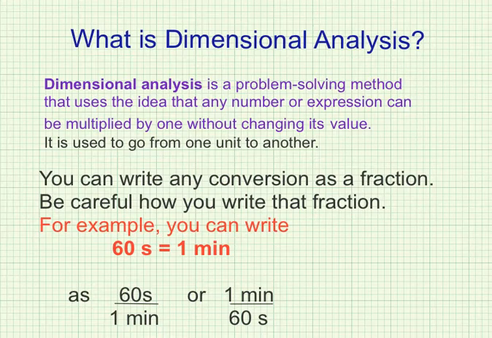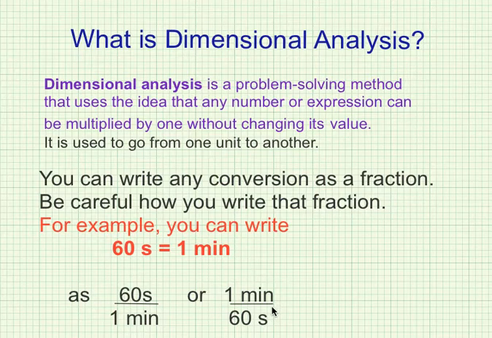But sometimes we'll want to convert from minutes or hours into seconds, and we have to have a means to do that when it's not just a real simple one. All right, we can write any conversion as a fraction. So for example, we've got the conversion that 60 seconds is equal to 1 minute. So we can either write the fraction as 60 seconds over 1 minute, like this one right here, or 1 minute over 60 seconds.